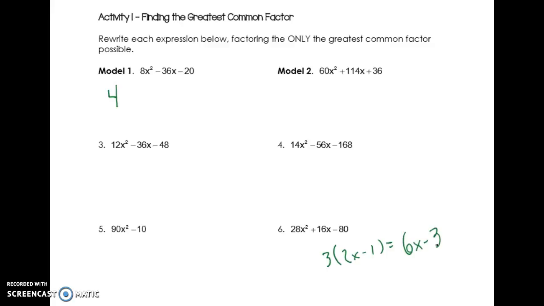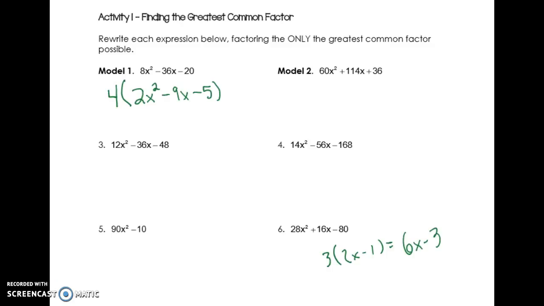So if I take 4 out, we're trying to think, when I have 8x squared, what will that turn into? Well, if I divide by 4, I get 2x squared. When I have negative 36x and I divide it by 4, I get negative 9x. And when I have negative 20 divided by 4, I get negative 5. So I've factored out the greatest common factor.